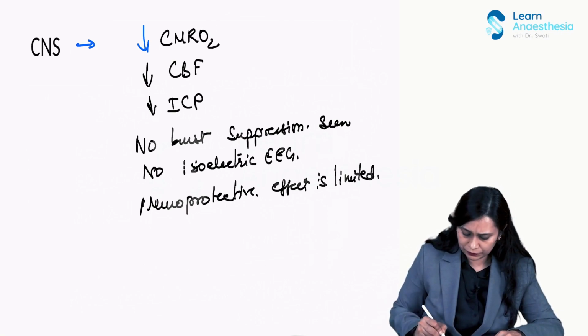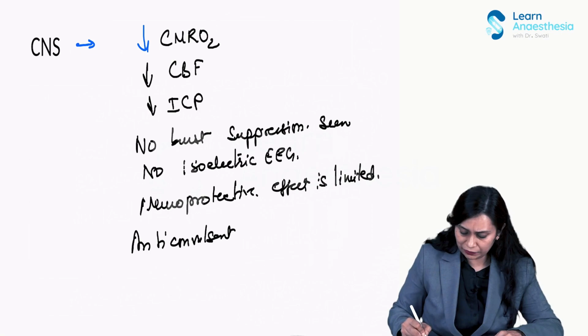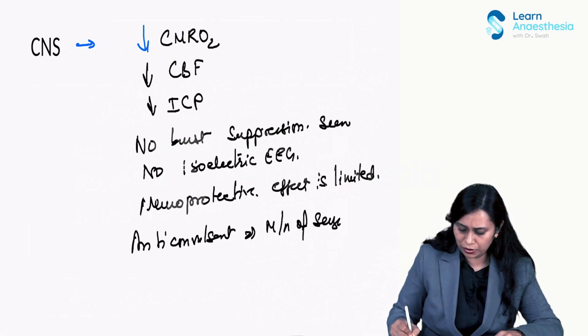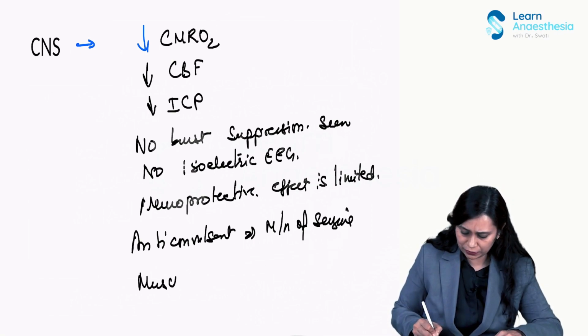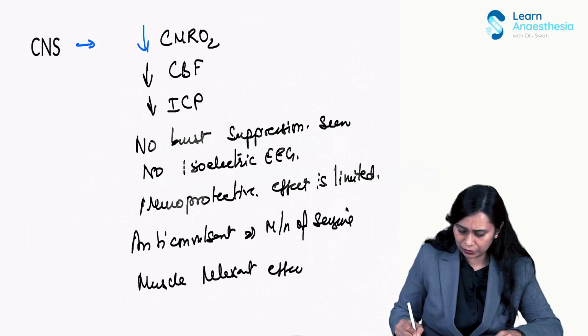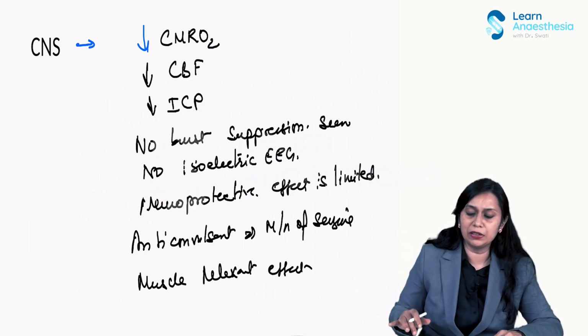It has an anticonvulsant effect on the central nervous system, so it is used for management of seizure. One of the first line drugs for managing seizure. And muscle relaxant effect through CNS effect by decreasing the tone. So, these are the effects on the central nervous system.